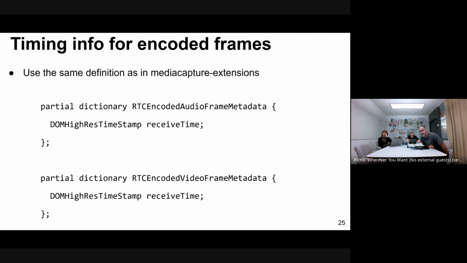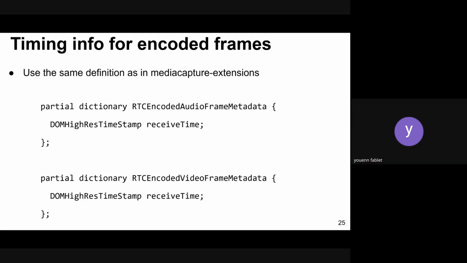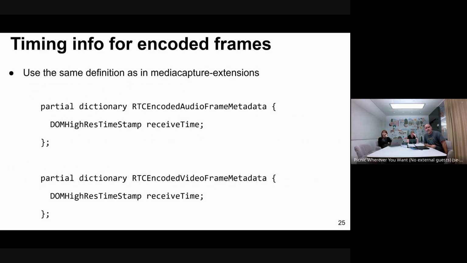Yuan. Maybe we could use derivation of dictionaries so that we'd have a base dictionary, and so that receive time would only be specified in one place. Yes, we can. Sorting out those details can be the next step. So the question here is, is anyone opposed to adding the receive time to also encoded frames? If not, I think the next step is sorting out those details.